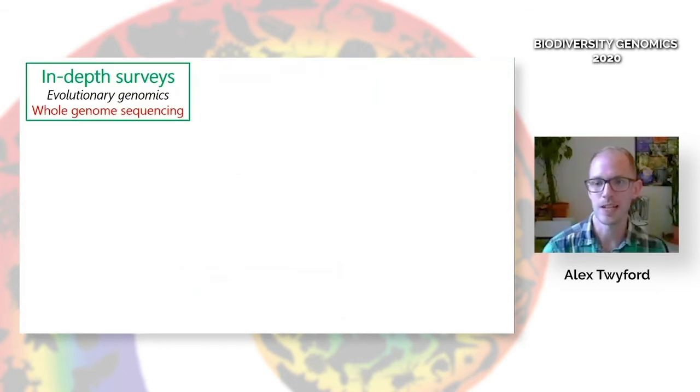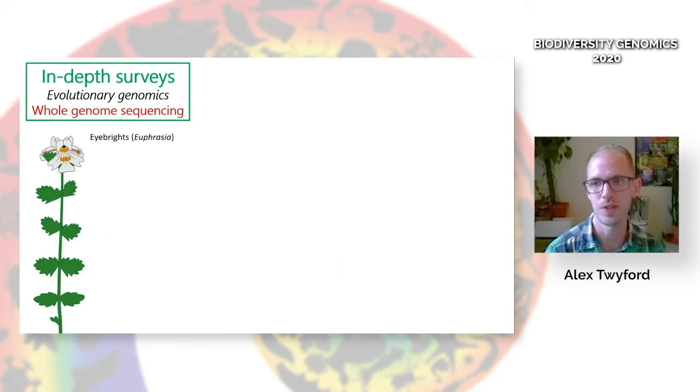But DNA barcoding data is not sufficient, and we need to move on to generating whole genome data to really understand evolutionary processes across the flora. And here I want to give you an example from my work on British eyebrights, or Euphrasia, which are a group of 21 species, including diploid and tetraploid species.